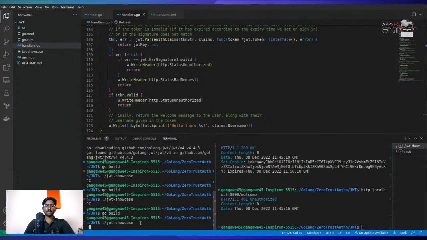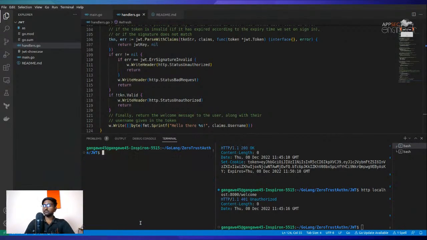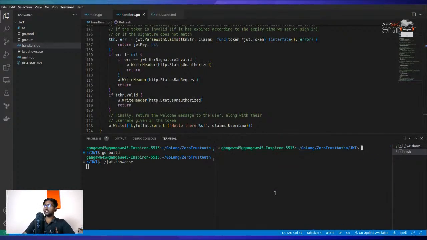Let me just build this. Yeah, making sure that's the latest version. And we've run this. So it's up and running. Now let us try to access it. So for this instance, let me just show you using Postman so that we can see what's going on behind the scenes.